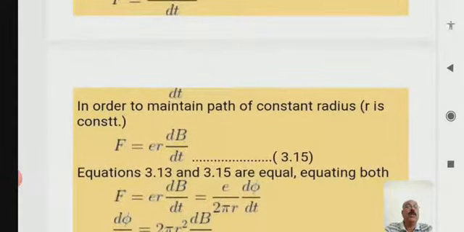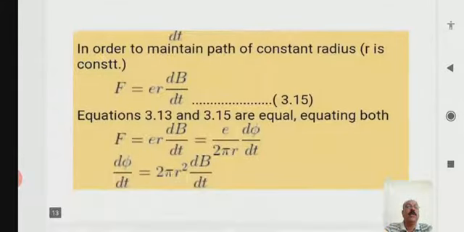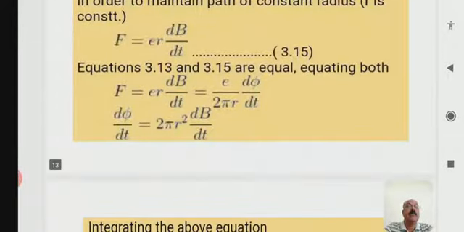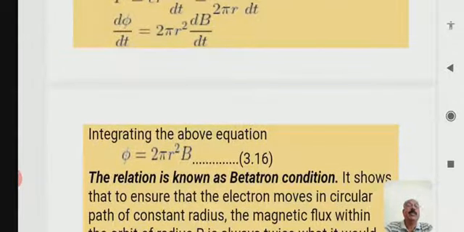In order to maintain a path of constant radius, that is the radius is constant, r is constant, F is equal to er dB upon dt, call it equation number 5. Now equation 3 and equation 5 are equal. Equating both, that is F is equal to er dB upon dt, that is equal to e divided by 2 pi r d phi upon dt. Therefore d phi upon dt is equal to 2 pi r square dB upon dt. Now integrate the above equation, you get the flux phi is equal to 2 pi r square times the integration of dB upon dt, which is B, call it equation number 6.